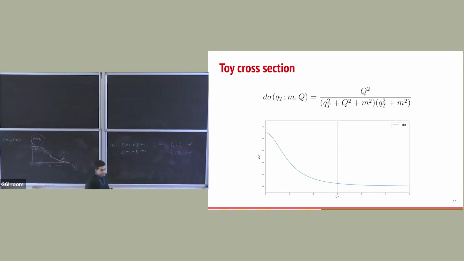So what I want you to play with at this point is a toy cross-section. Namely, let's assume that this is the truth. So when we measure, for example, the QT spectrum of Drell-Yan or semi-inclusive DIS, you get something similar. So this is a functional form of the transverse momentum. And then you have two parameters, M and Q. M is some mass scale, say 1 GeV. And then Q is your hard scale.